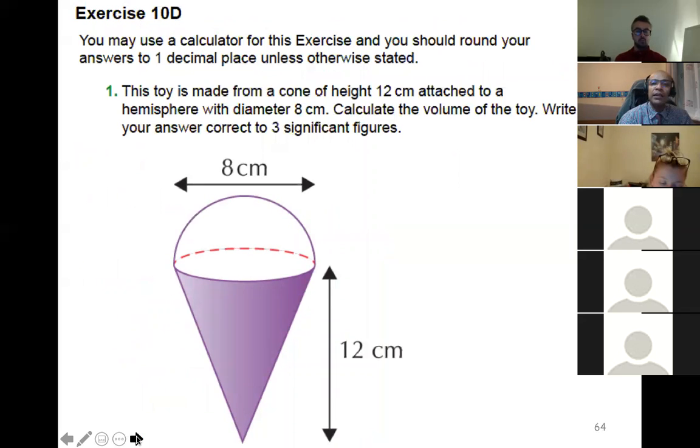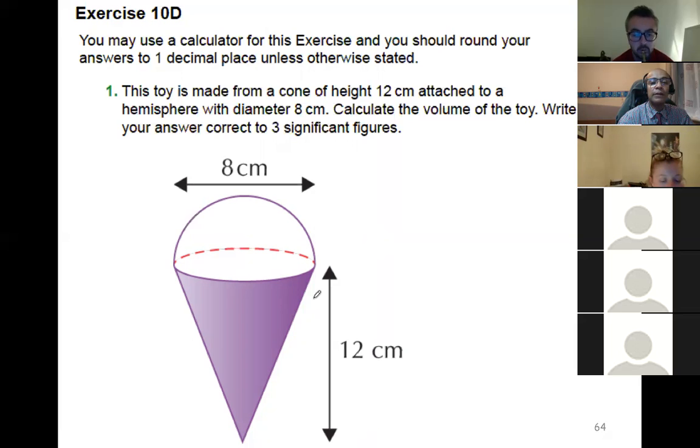So in this exercise, what we've been asked to do is: this toy is made from a cone of height 12 centimeter attached to a hemisphere, so half of a sphere, with diameter 8 centimeter. Calculate the volume of the toy. So basically, again, you've got two parts, half a sphere and a cone. You look at your volume of a sphere and volume of a cone, but for the sphere you take half of it, and you do all your work step by step, and you add both, and that's it. You should have the volume of the toy.